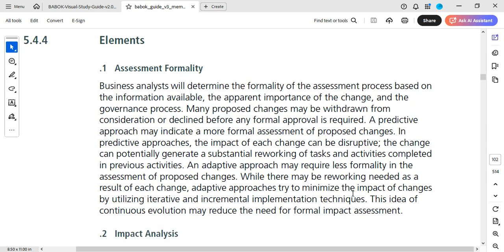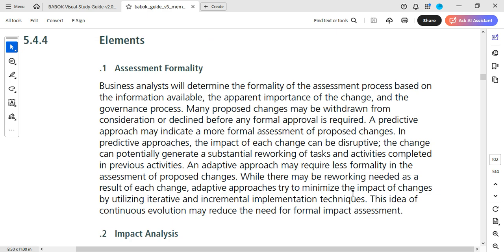So what are the elements? Assessment formality. Business analysts will determine the formality of the assessment process based on the information available. So you determine how you want to go about it based on the information you have, the apparent importance of the change, and the governance process. Some changes are regulatory. Yes, you put them through the change process, but it has to be quick, because if you don't bring in that change, the company may be fined. Many proposed changes may be withdrawn from consideration or declined before any formal approval is even required.